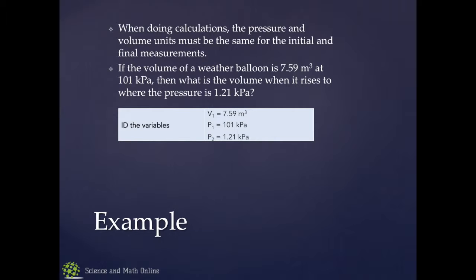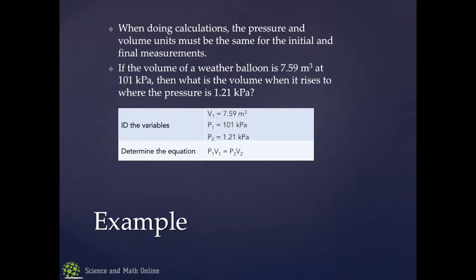Like I said before, I would be writing, above this, V1, P1, P2. I wouldn't necessarily write it like this on my paper, but that's how I would identify which variable is which. After you identify your variables, we need to then identify the equation.